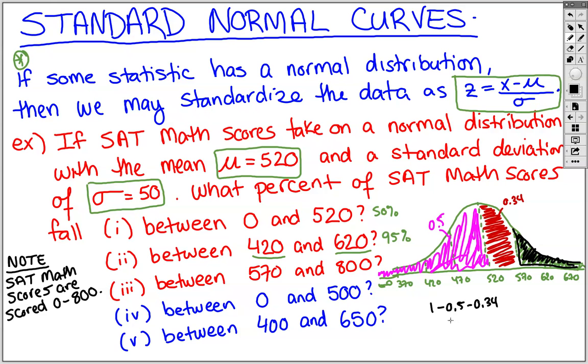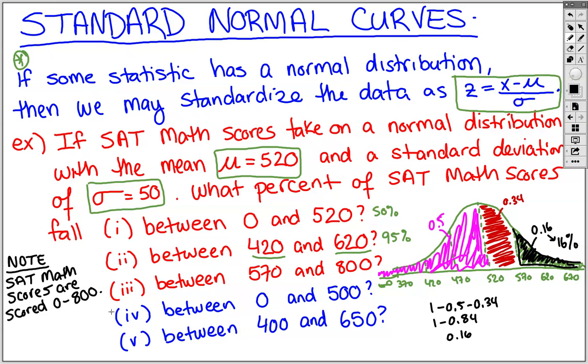And so 0.5 minus 0.34 is 0.84. And so 1 minus 0.84 is 0.16. So that's what this is, 0.16 or 16%. Okay?